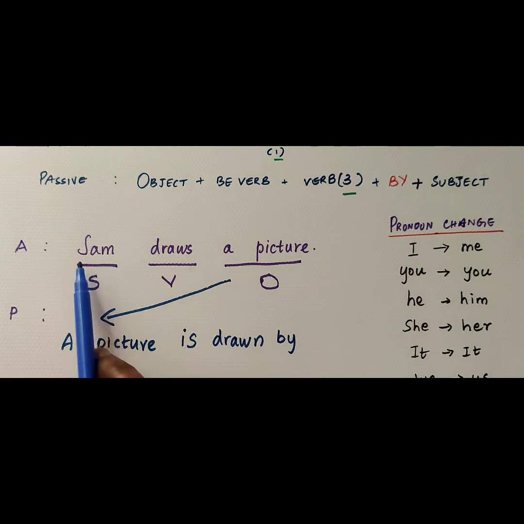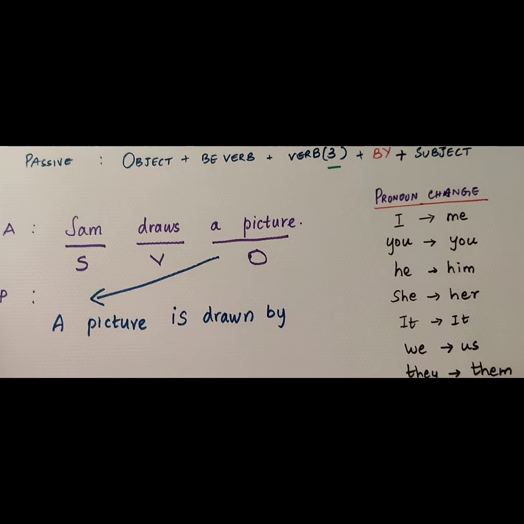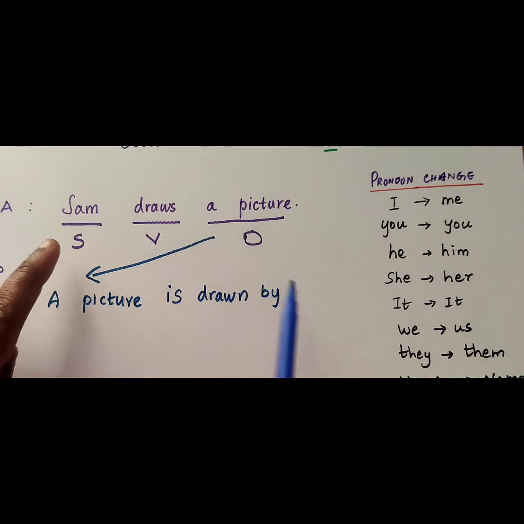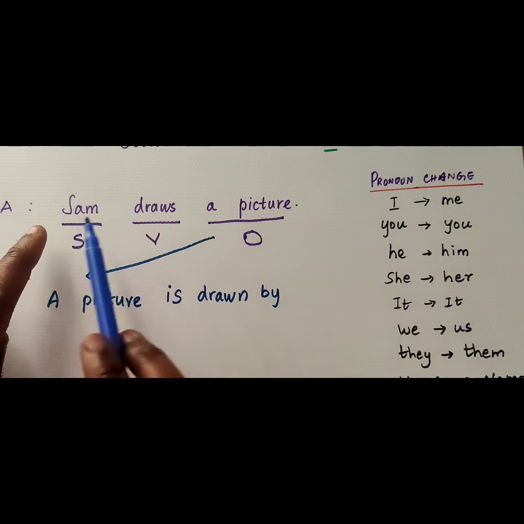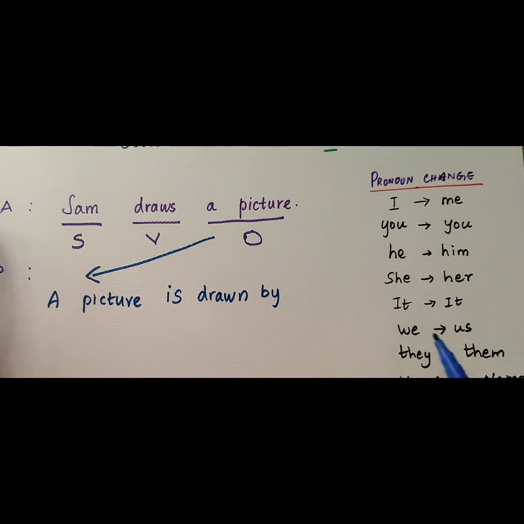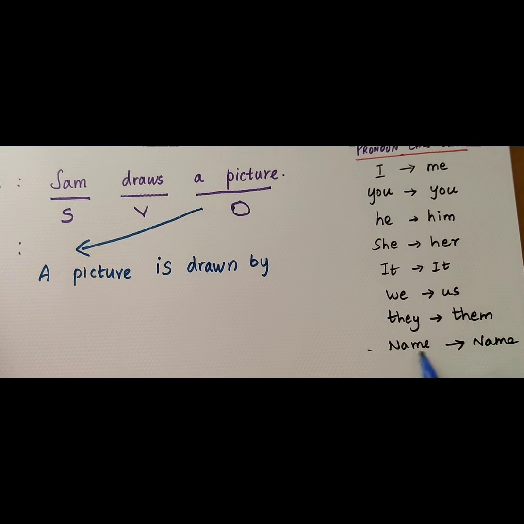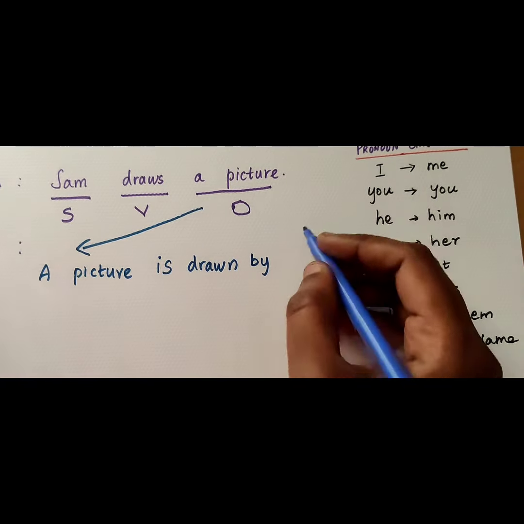Subject. Now the subject, when writing the subject we have to see if there is a pronoun. If there is a pronoun like I, you have to add me here. If there is he, you have to add him. But in case of a name you have to just write the name as it is. A picture is drawn by Sam.